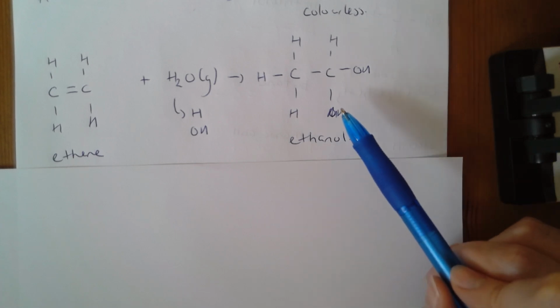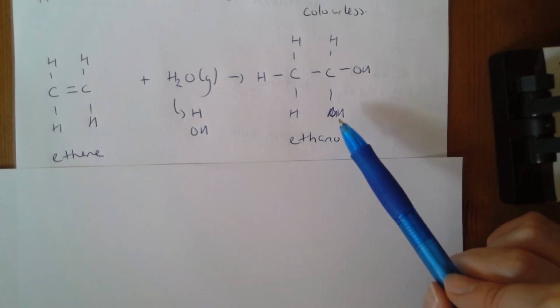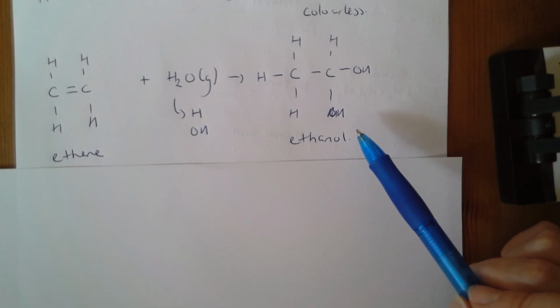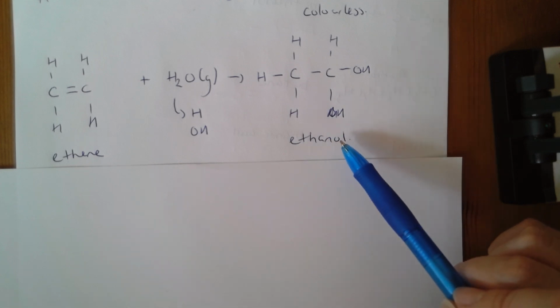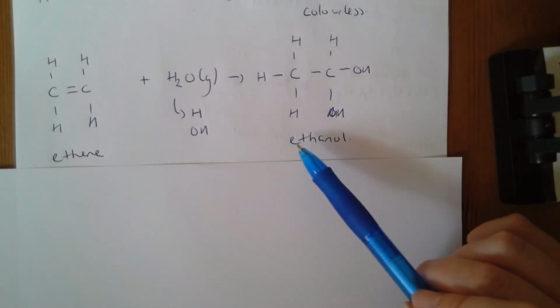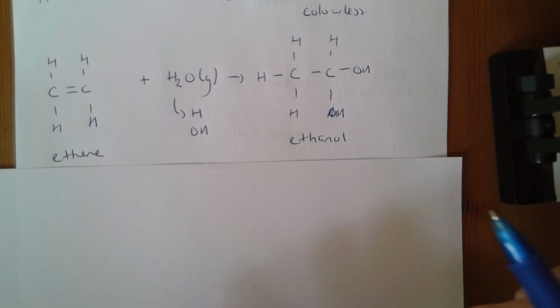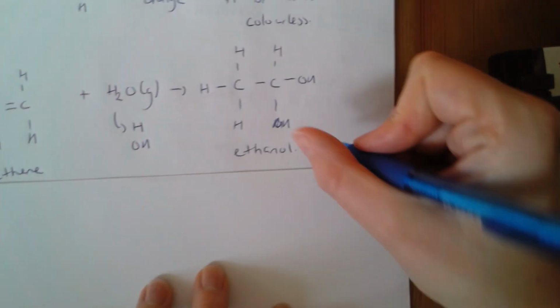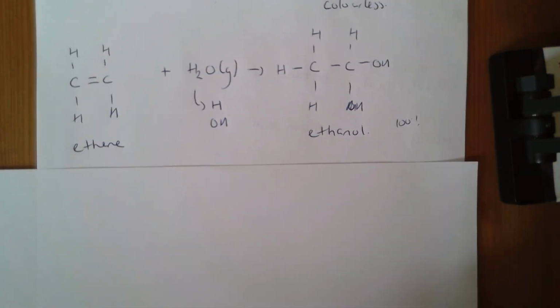And this reaction is particularly useful because ethanol is the alcohol we have in our alcoholic drinks. The other way you can form ethanol is through fermentation, but this is also a method used to form ethanol. The advantage of this is that you've got a 100% atom economy. Nothing is wasted because you're only forming one product.